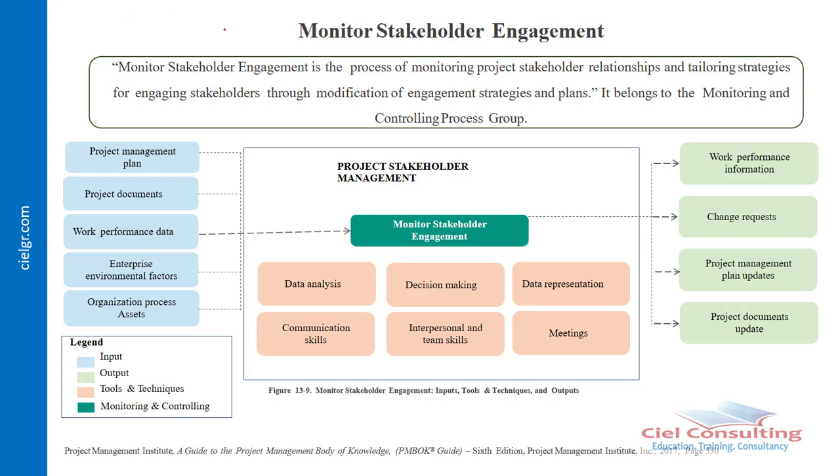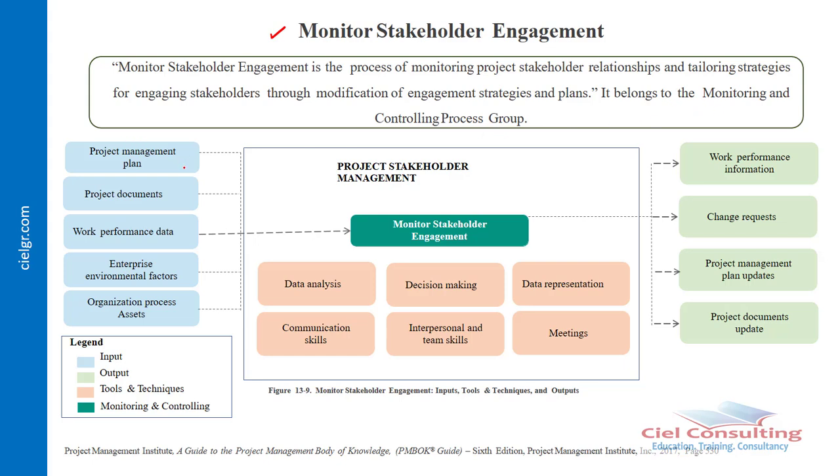So the final process is the monitor stakeholder engagement. So during the monitor stakeholder engagement, this is basically where we'll determine the effectiveness of our stakeholder management, and then also we're able to determine how effectively we are engaging with our stakeholders, and then also whether our strategy, our plan, is giving us the desired result. So that's why we say that monitor stakeholder engagement is the process of monitoring project stakeholder relationships and tailoring strategies for engaging stakeholders through modification of engagement strategies and plans. So it belongs to the monitoring and controlling process group.